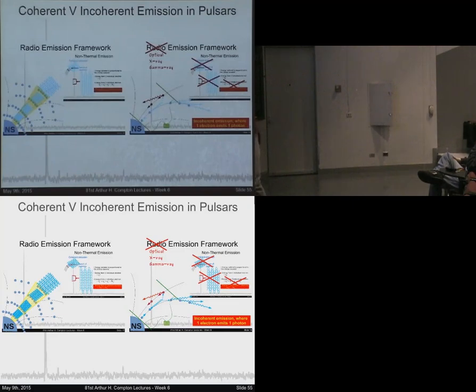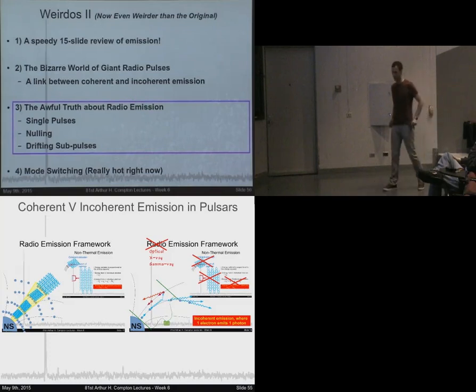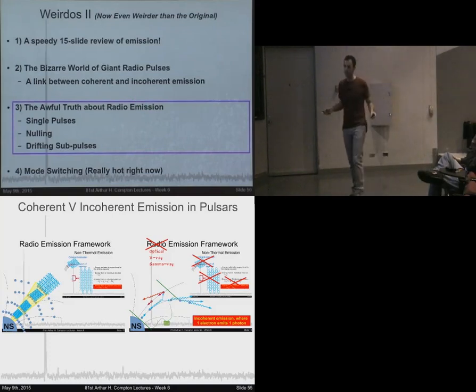And now the awful truth about radio emission. You should already feel like something is wrong. Something is wrong with Andrew's nice cartoon ideas. It's much more complicated than that. It certainly is more complicated.